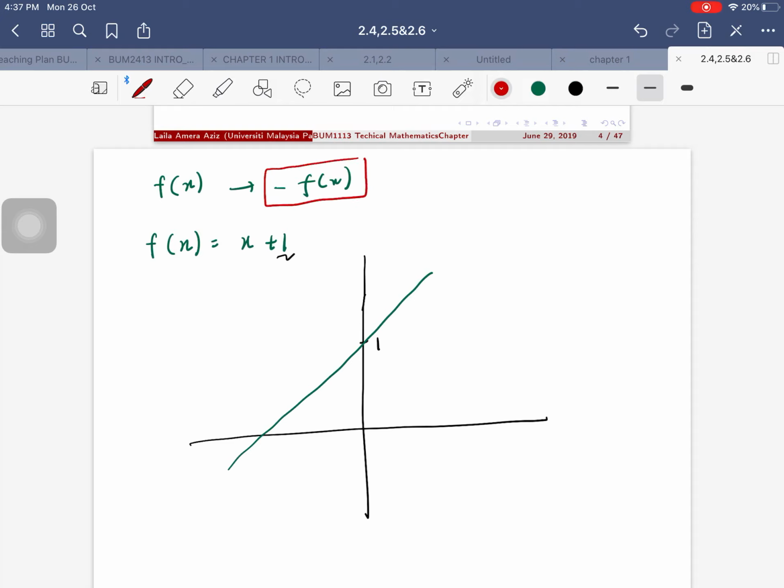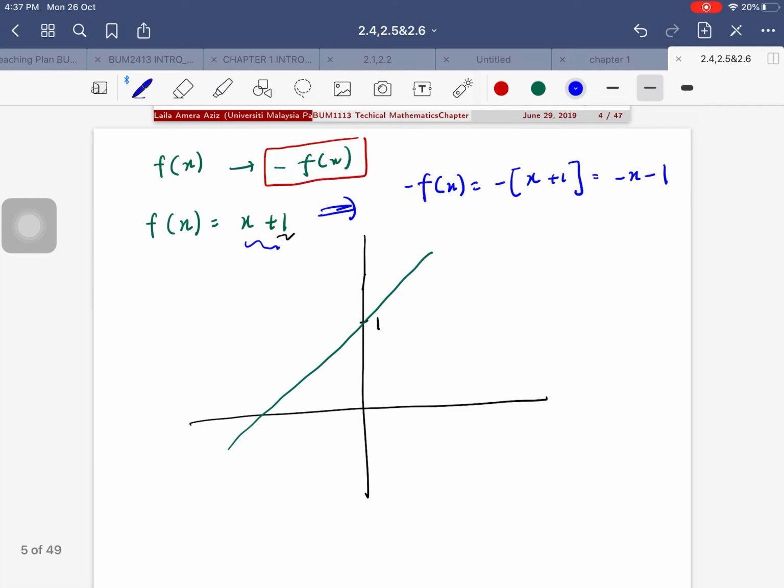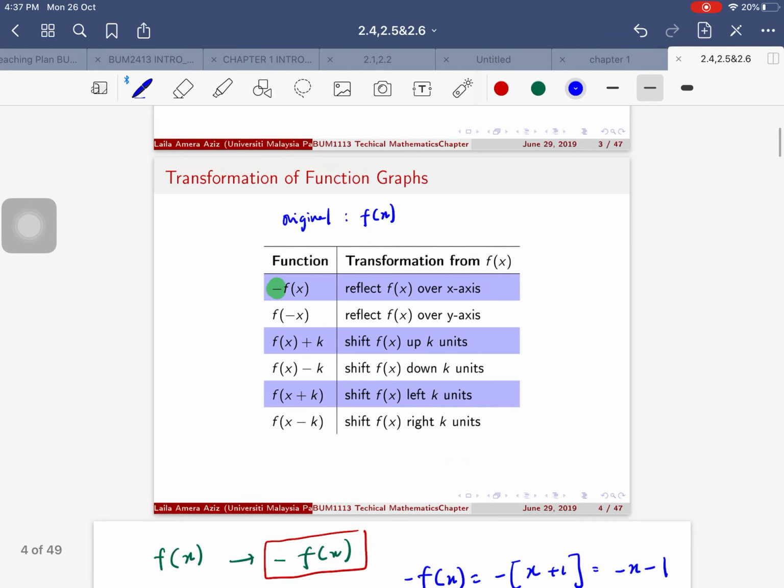When I transform the function to negative of f of x, meaning I'm going to negate the whole function, the negative of the function f of x is the negative of this whole function, which is x plus 1, and I'll end up with negative x minus 1. That will be the outcome. So how does my function negative x minus 1 look?